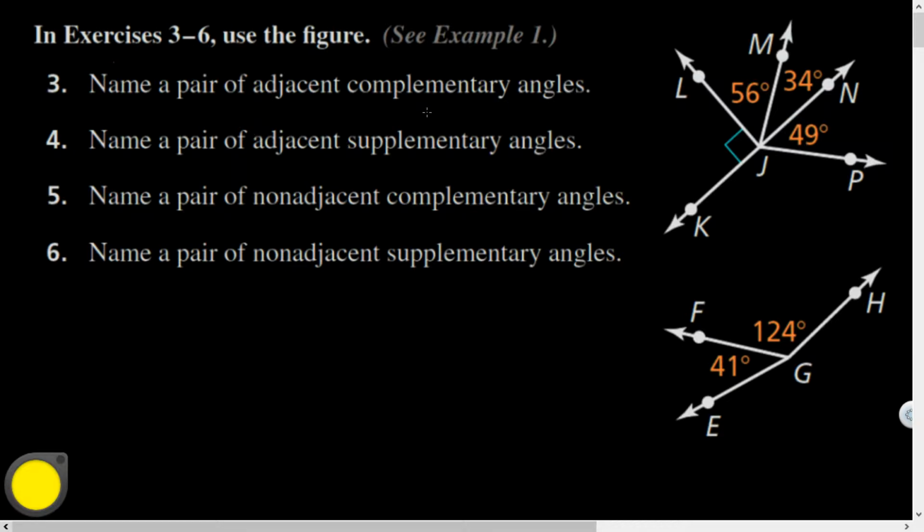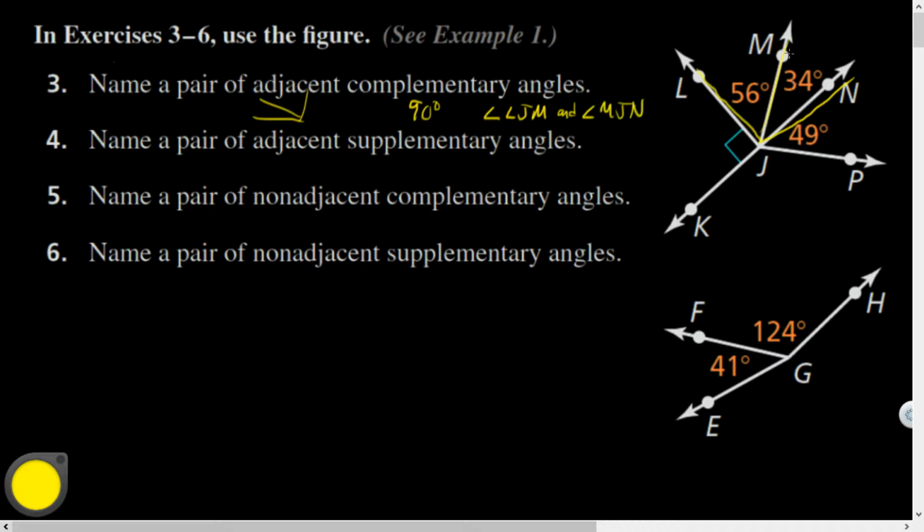Name a pair of adjacent complementary angles. So complementary angles add up to 90 degrees. Adjacent means that they have a common side and common vertex and have non-overlapping interiors. So it looks like these two right here are adjacent, so I could call that angle LJM, and I should say "and" rather than plus, because these are objects, not numbers, and MJN.